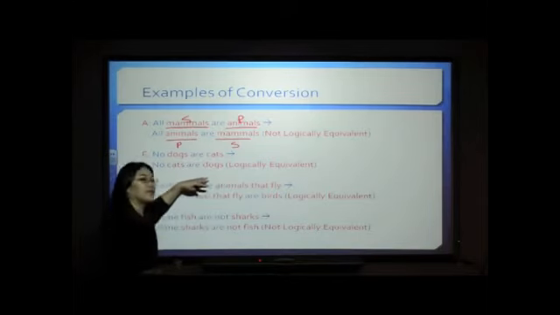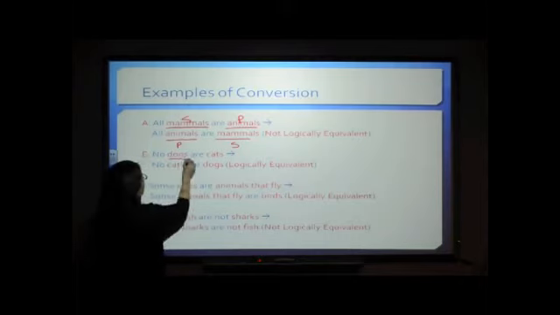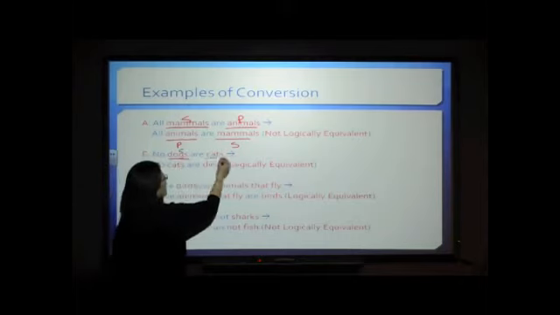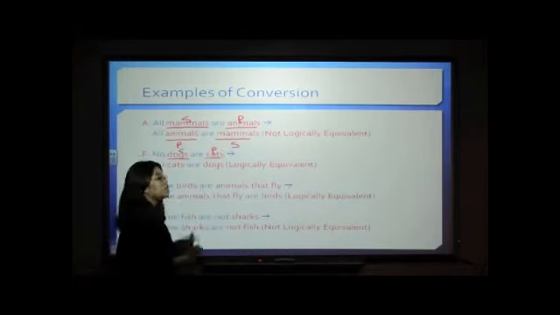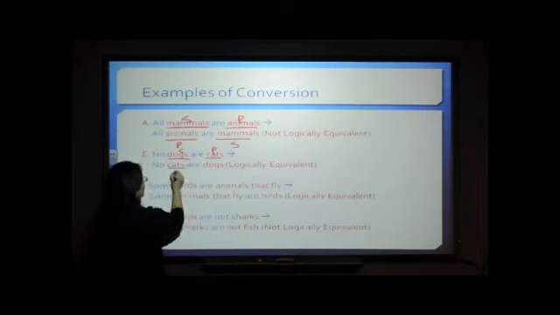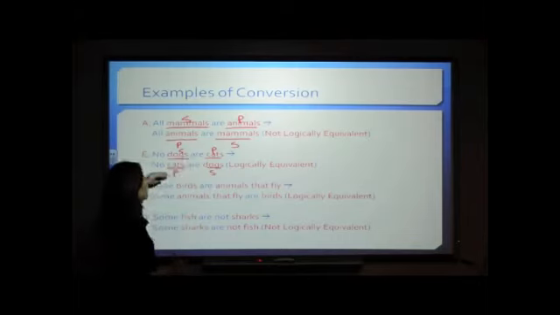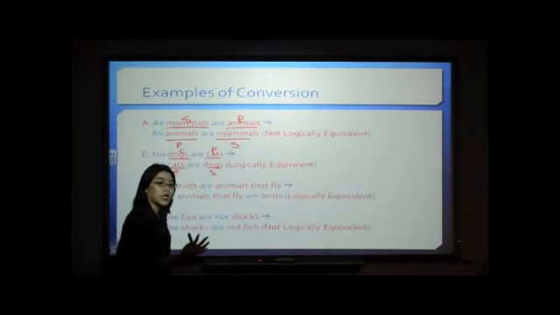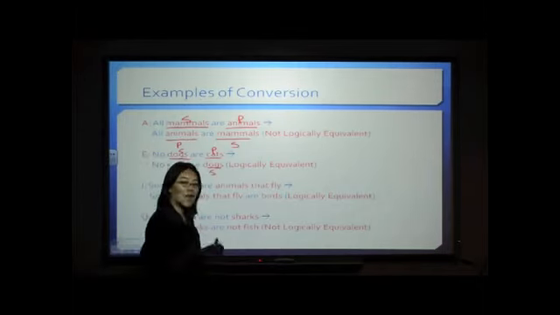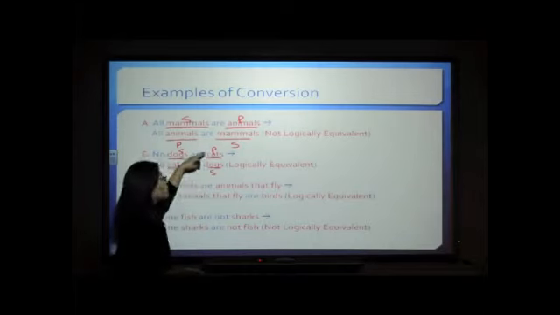Now here we have the E-type statement, no dogs are cats. Once again, dogs is the subject term here, and cats is the predicate term here. For conversion, you switch those, and we end up with cats here and dogs here. So we end up with no cats are dogs. And these two statements are logically equivalent statements. They have the same meaning. So you can, in fact, use conversion to go back and forth between E-type statements.